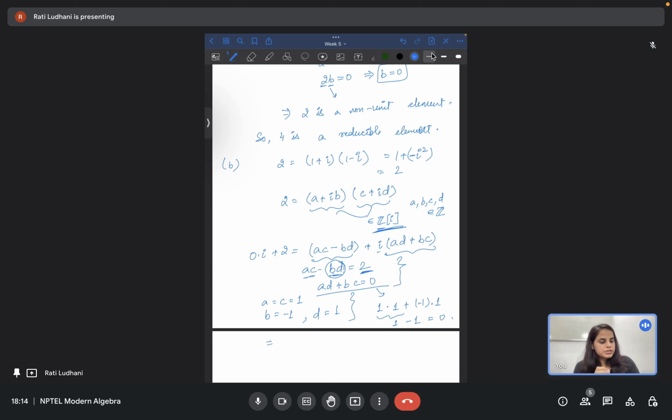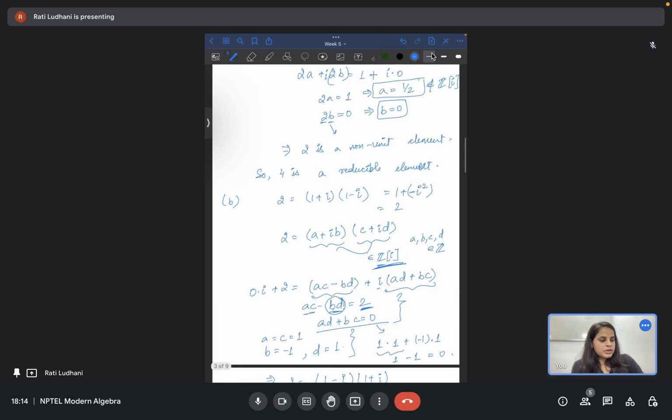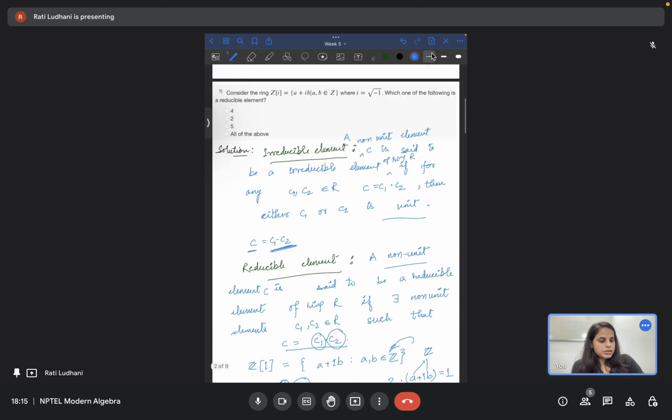So this implies 2 is equal to, basically if you take D equal to minus 1, it's just like writing in another form. So both are fine: 1 plus iota into 1 minus iota, or 1 minus iota into 1 plus iota, because you are in a commutative ring. Right? Is that clear? Yes. Okay. So B is okay.